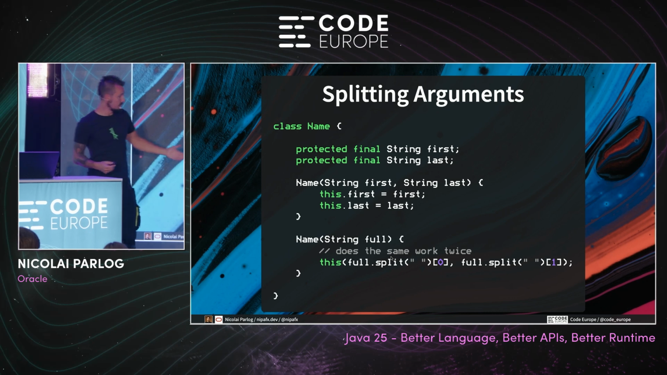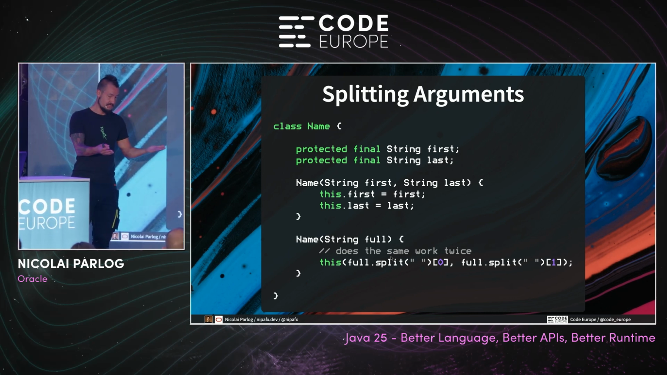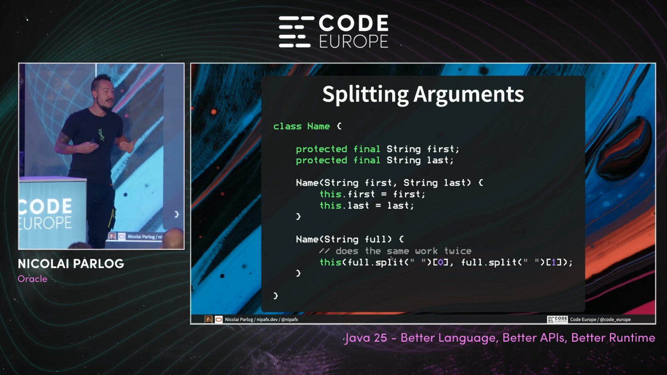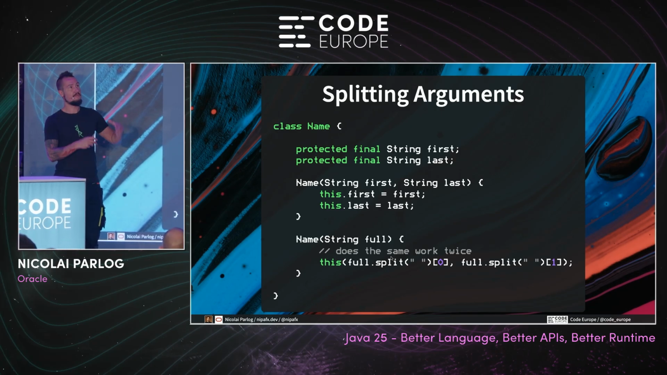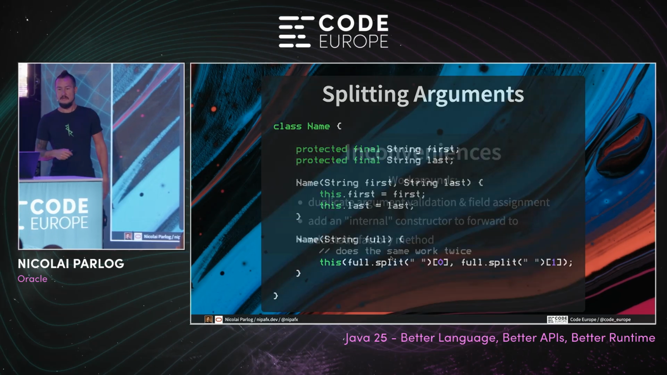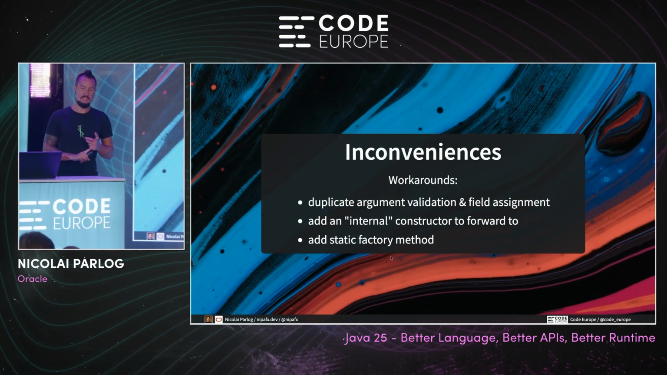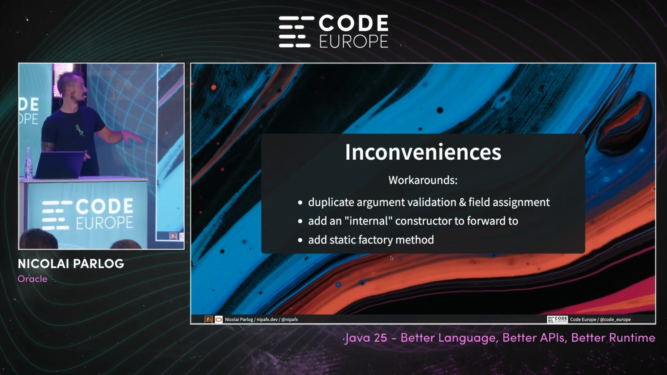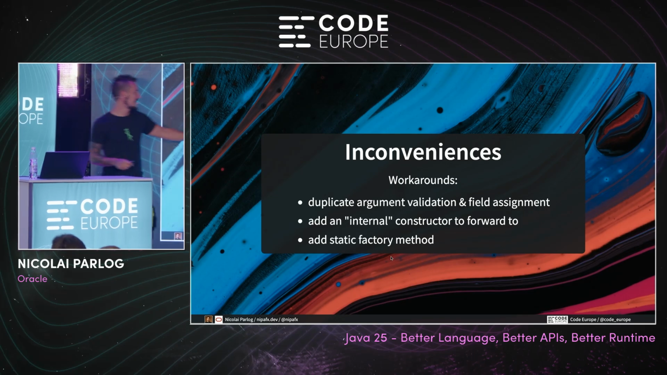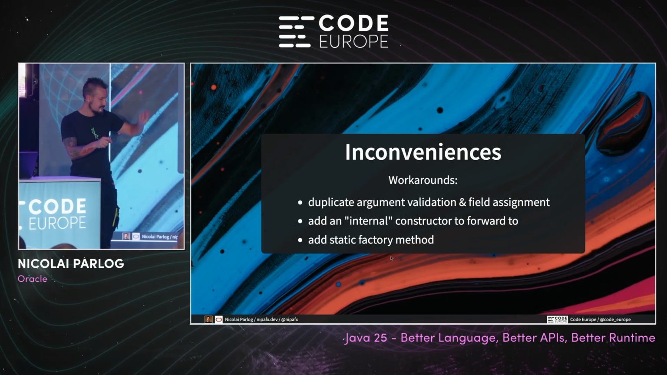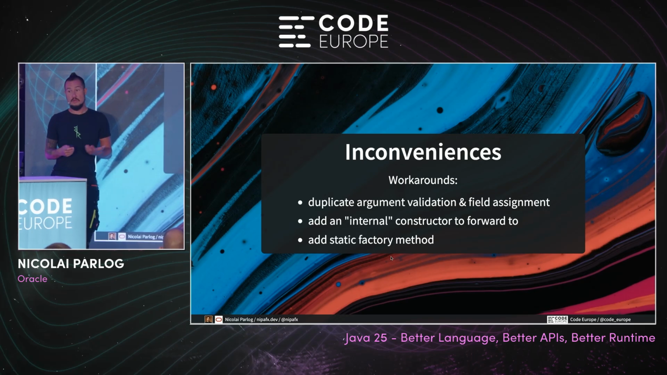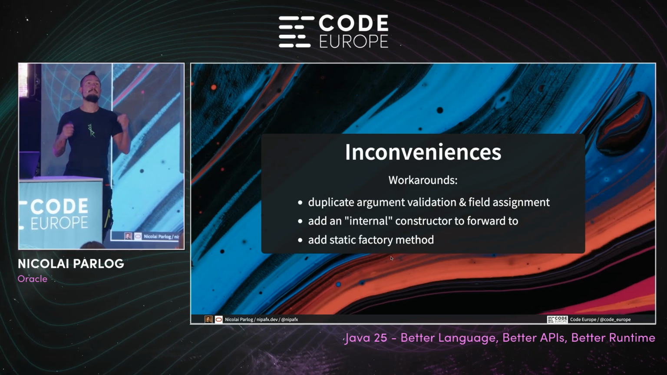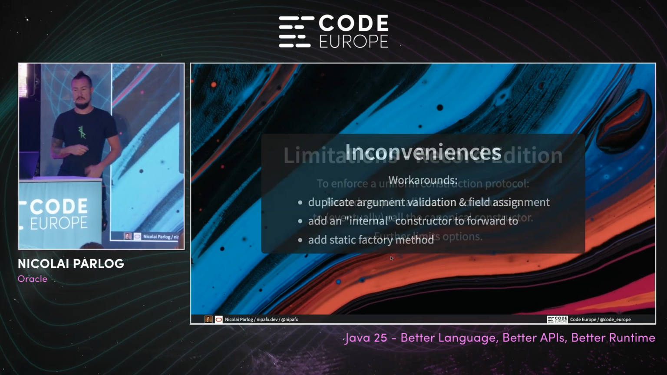What I want to do is make the split, look at the result, figure out whether everything's okay, and then pass it on to the next constructor, but I can't really. And then you can play around. There are other ways to get there. You can duplicate argument validation and field assignment across different invocations. You can add an internal constructor as an intermediate step to hack around this. Static factory methods are helpful. So there are workarounds for this, but it still means you might not be able to write the code that you really want to write.